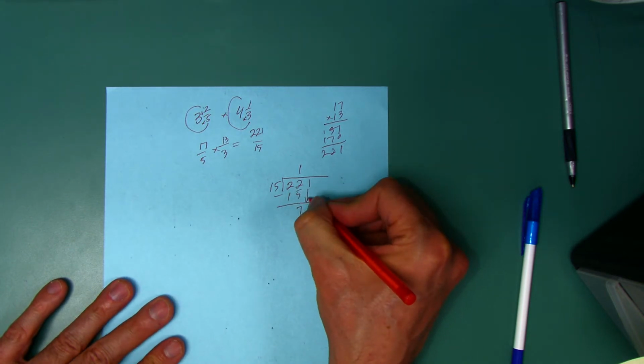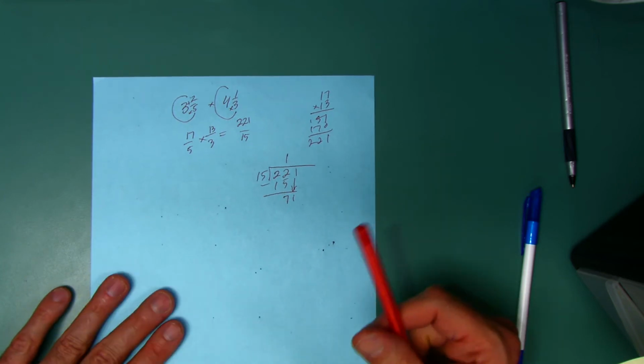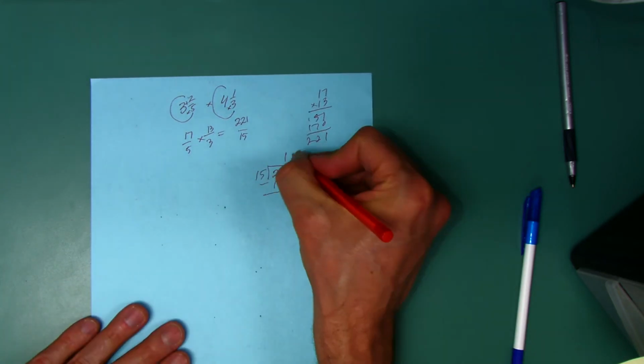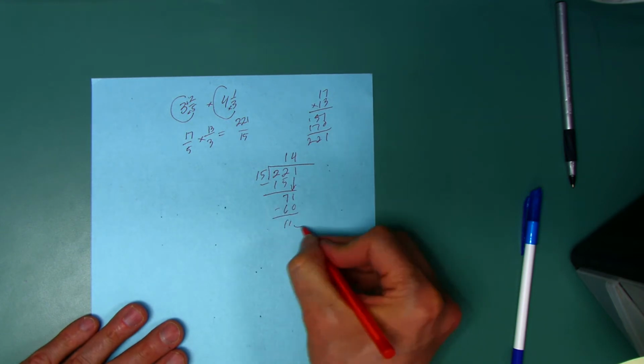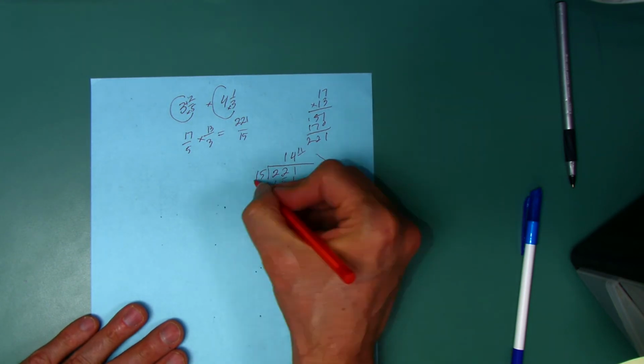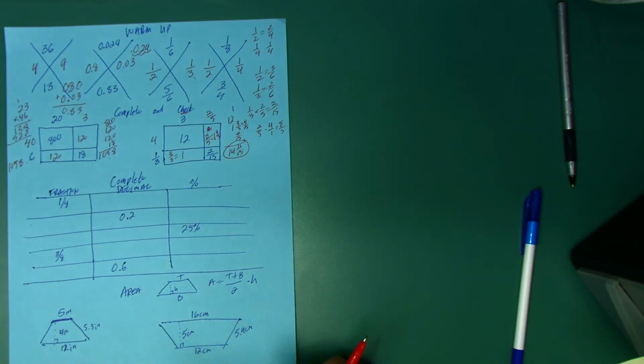Bring down the next number. Now, I know 15 times 4 is 60. Another 15 is going to be 75, so I'm going to say 4 here. And remember, your remainder goes on top. What was on the bottom, the divisor goes on the bottom. 14 and 11/15. Check it out. You just learned another way to multiply mixed numbers.